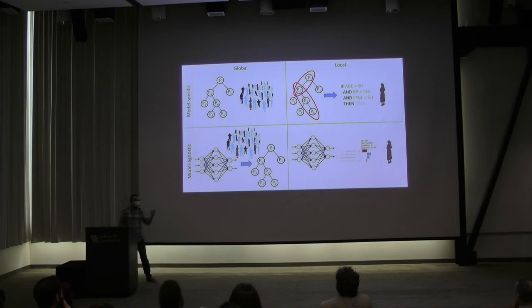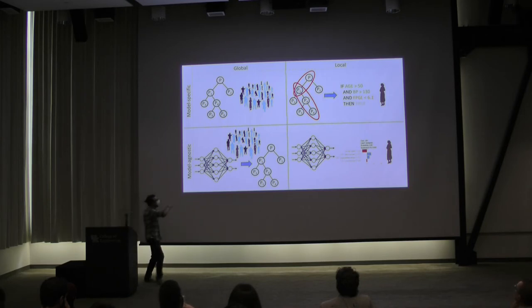The other is more the level of the explanation. It can either be a local explanation, in which case I have a single example that I'm trying to explain, why did I make this one decision, versus a global explanation, where I'm trying to explain the capabilities of my entire model. So kind of its performance on everything, not just a single example.